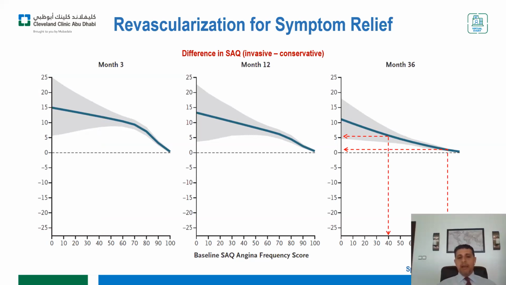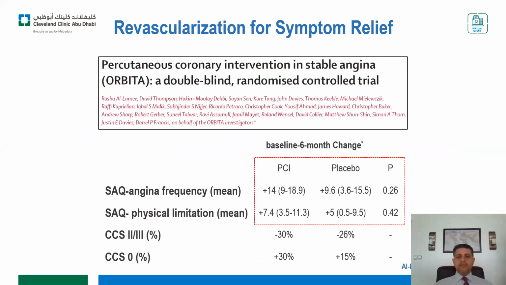But keep in mind that COURAGE and ISCHEMIA were not blinded. And this brings up the potential question of whether this improvement in quality of life is related to a placebo effect. There is very interesting data from the ORBITA investigators, where patients were randomized to either optimal medical therapy plus PCI versus optimal medical therapy plus a sham-controlled procedure, and showed that there was no difference in the quality of life at the end of this study at 6 months.